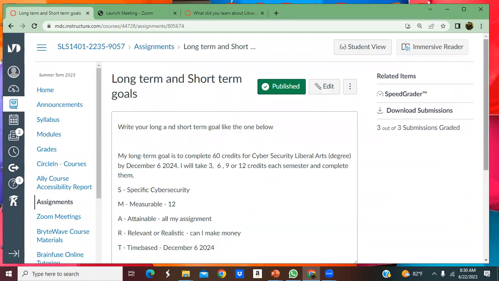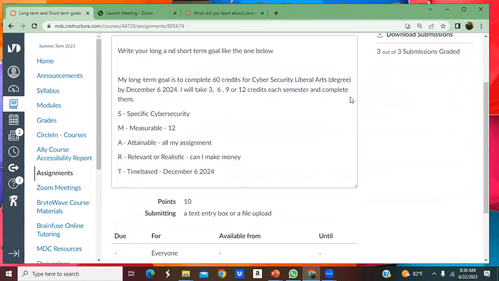It's very similar to this. You must include 60 credits. You must put your major, and you must put when you're going to finish. And what is your plan? How many credits are you taking each semester? Everybody see that?